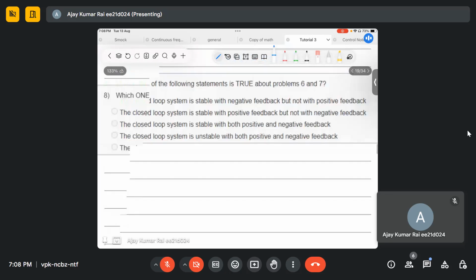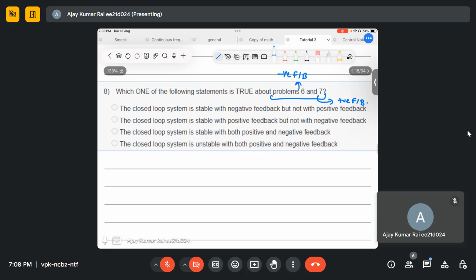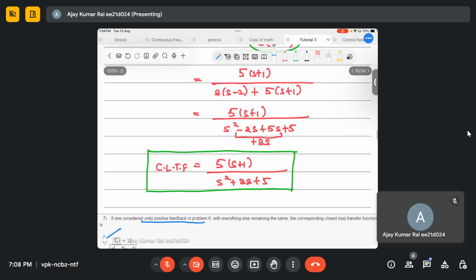Okay, quickly we'll go to the next. Which one of the following statements is true about problems 6 and 7? Problem 6 was about negative feedback, and 7 was about positive feedback. The closed loop system is stable with negative feedback but not with positive feedback. So let's see the transfer function.